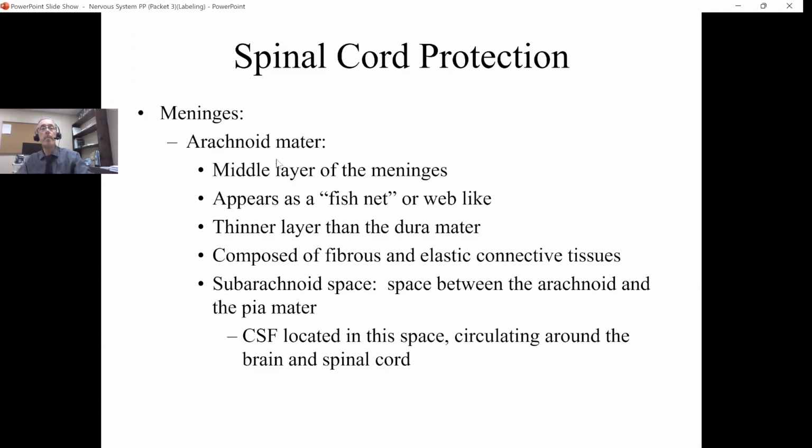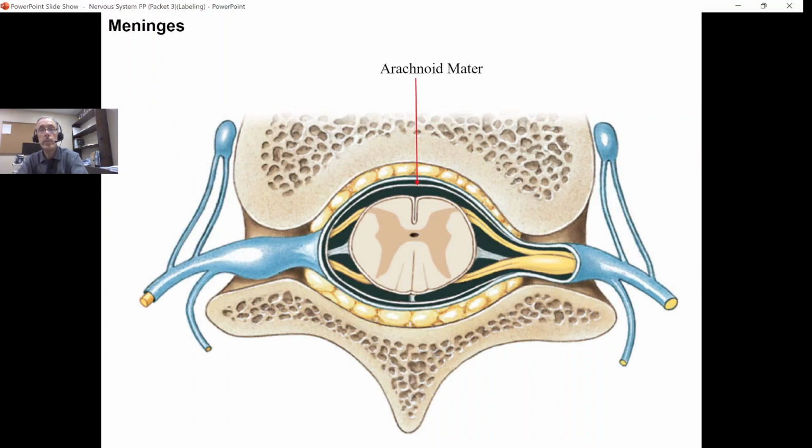The middle meninge, the second meninge, is known as the arachnoid mater. As I said here, it's the middle layer of meninges. It appears as a fish net or even a spider's web, hence the name arachnoid. This is a thinner layer than the dura mater, and it's also made up of a fibrous connective tissue, but it also has some elastic components to it. If we take a look here one more time, this was the dura here. Now the next meninge, and it goes all the way around, is the arachnoid mater.